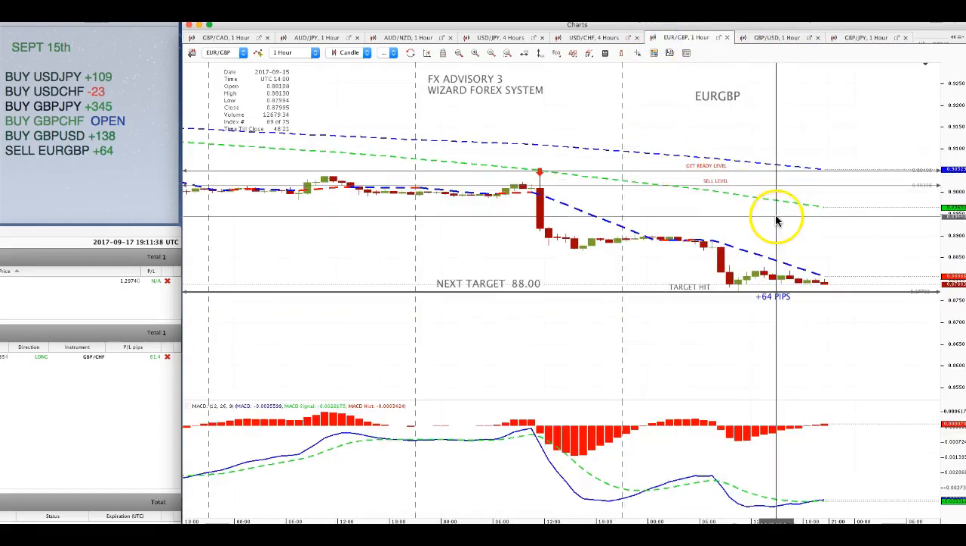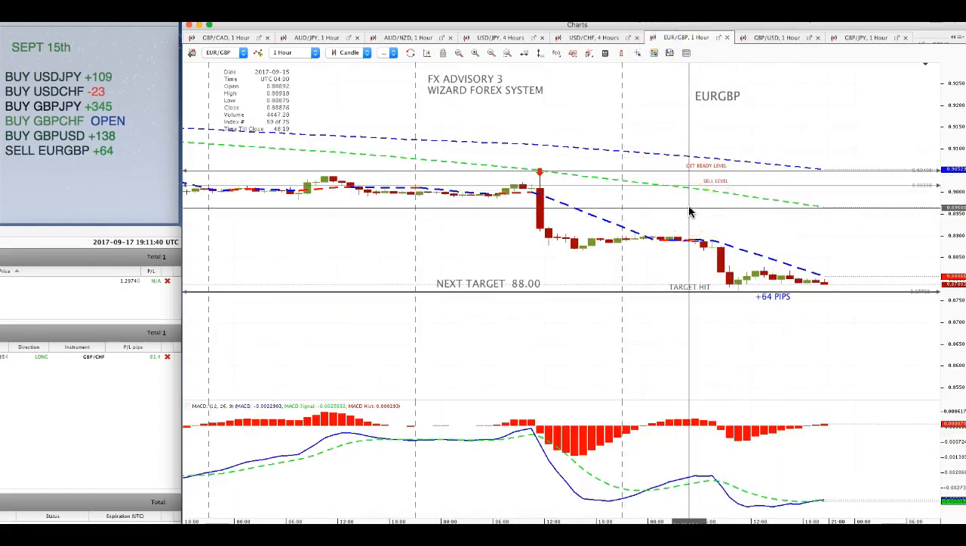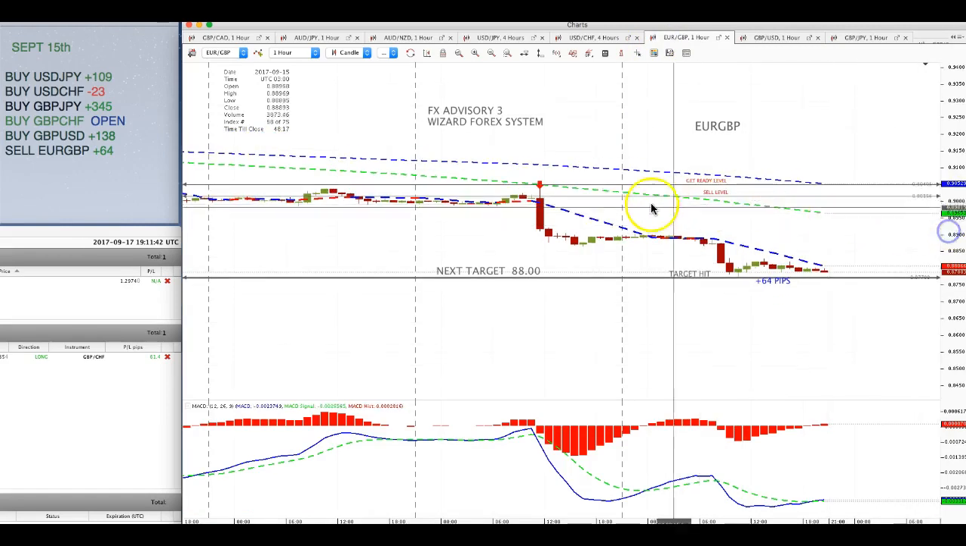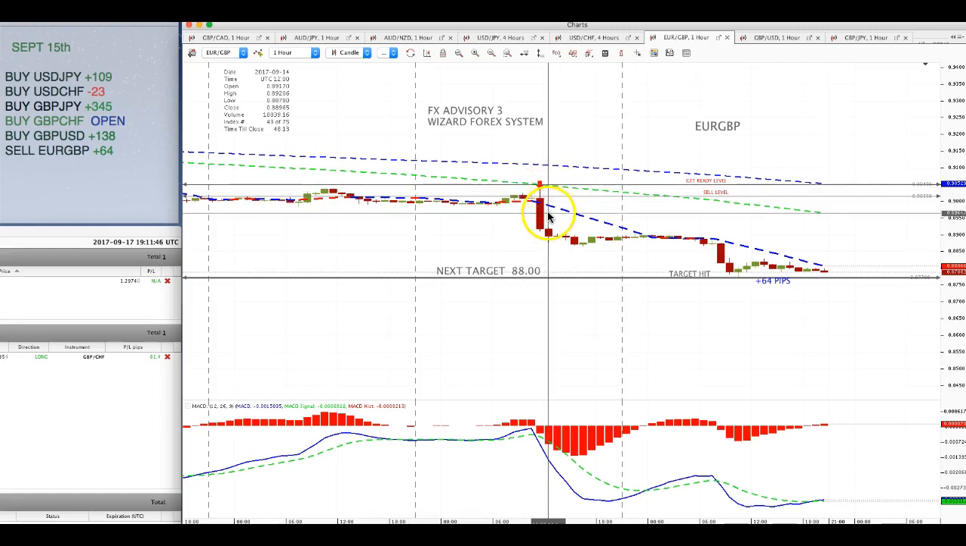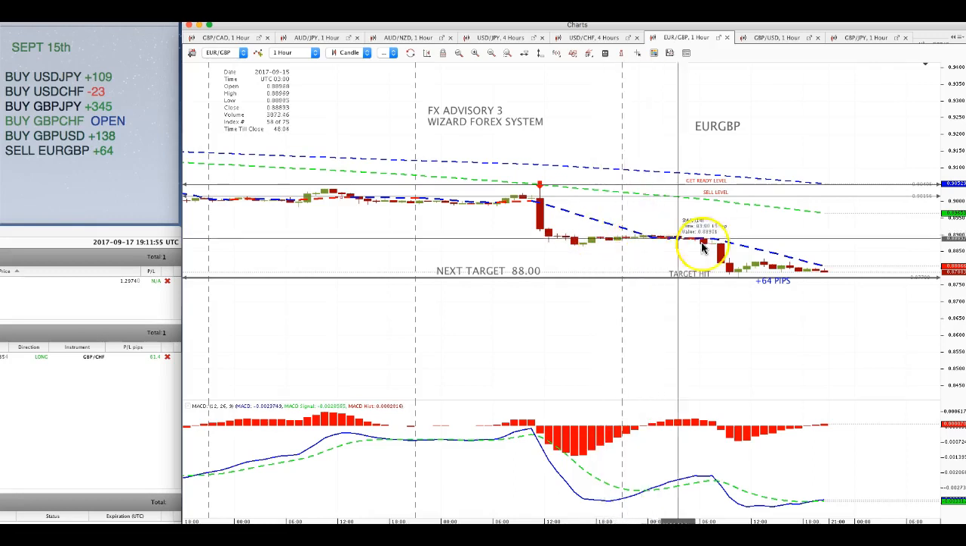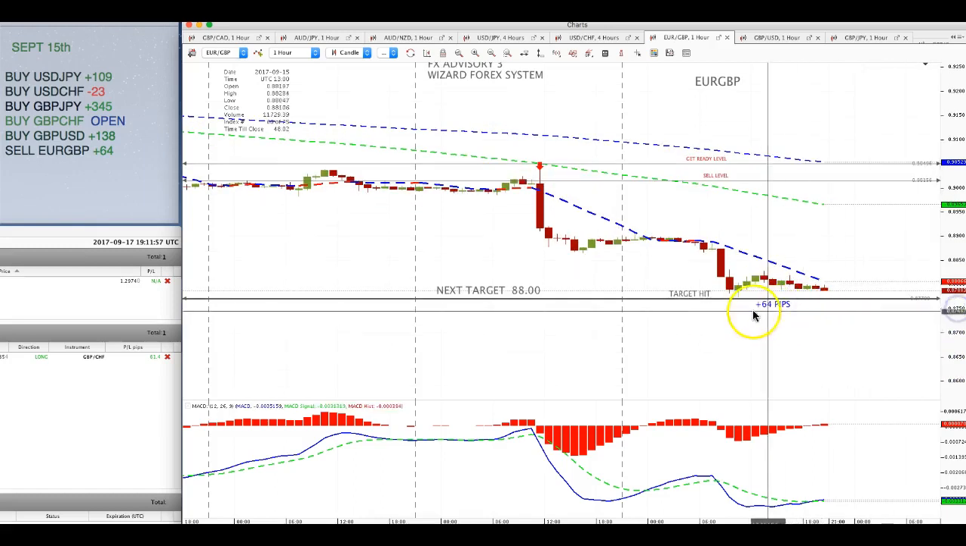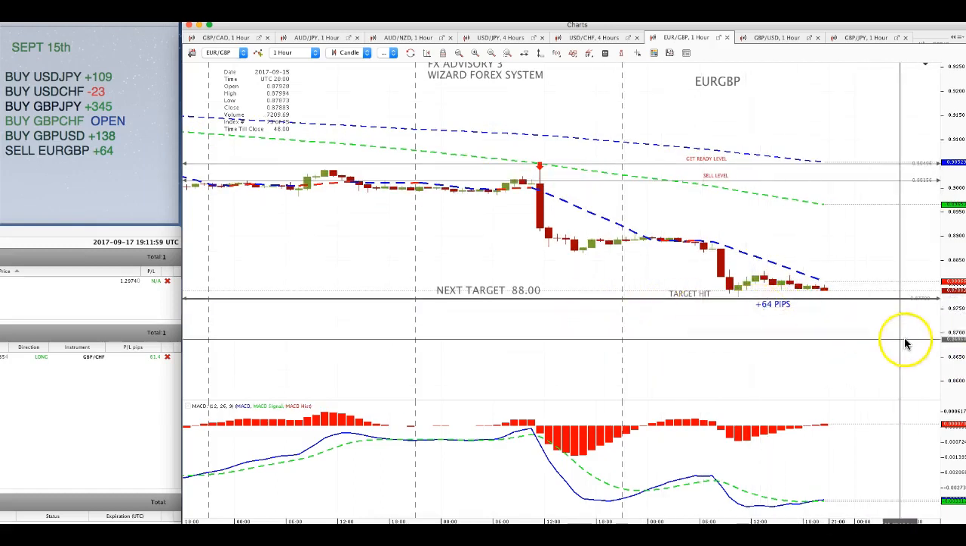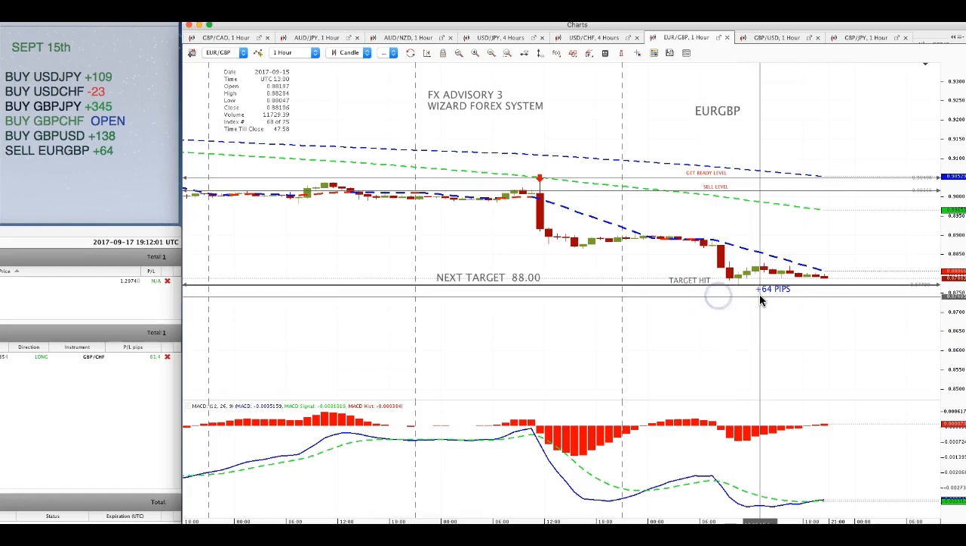Euro pound, this was a great trade because we had not only the wizard giving us a sell signal, but the advisory indicator as well. I missed this trade, but I took it much later, about 6 hours coming into the Asian session on Friday, and it hit its target. This 88 level was the target for this trade, and it brought us down 64 pips.